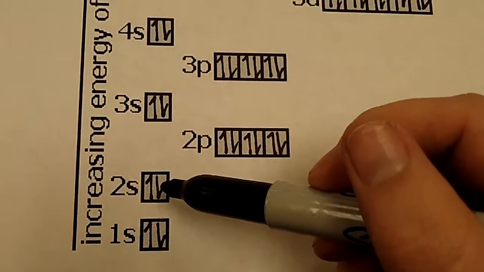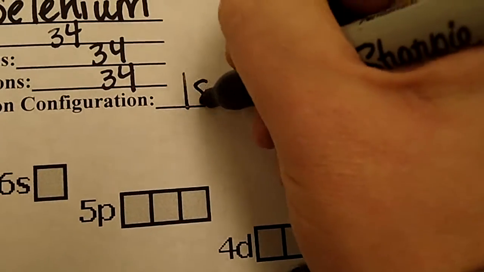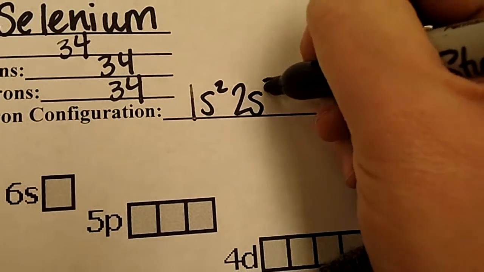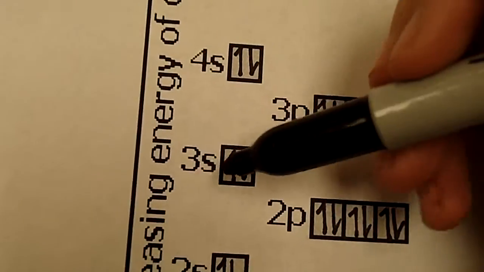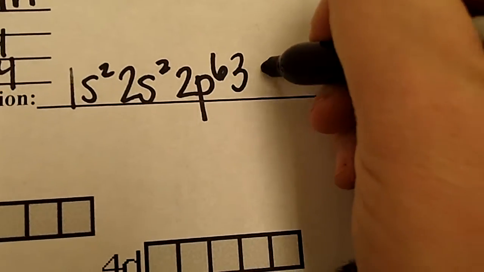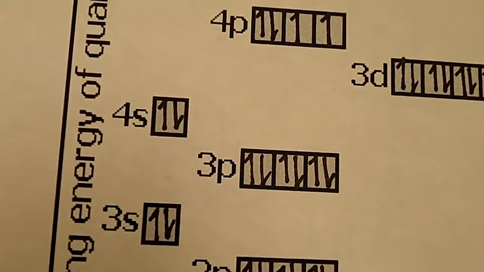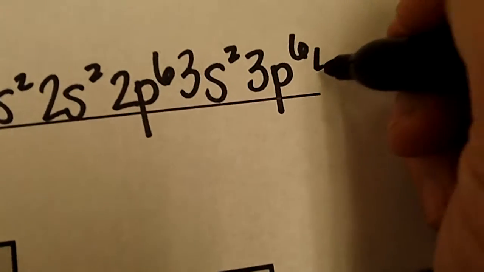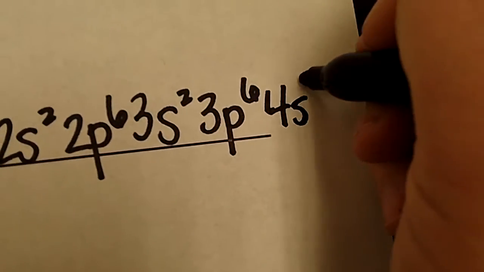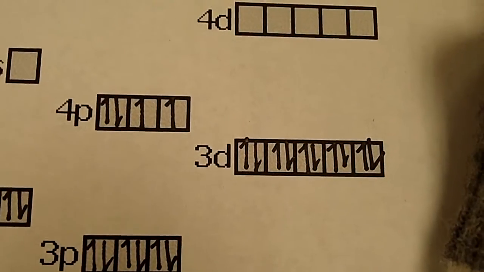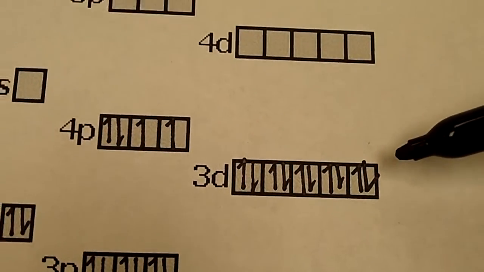So 1s2, 2s2, okay, I already know it's going to be 2p6. 3s2, 3p6. Okay, remember after that, you're not going to write 3d yet, you're going to write 4s. So 4s2. I'm starting to run out of room. And 3d, this time, you have how many? You have 10. So 3d10.